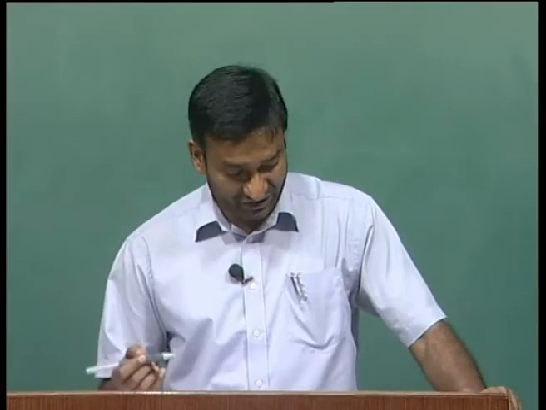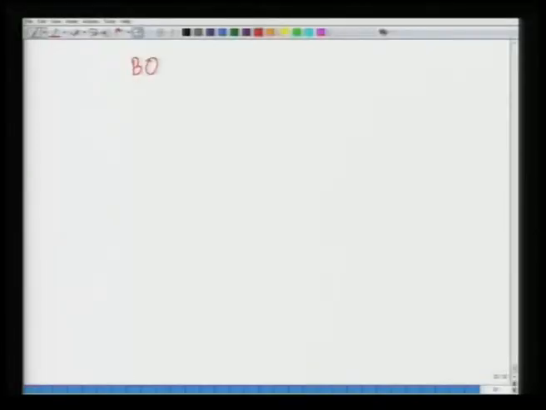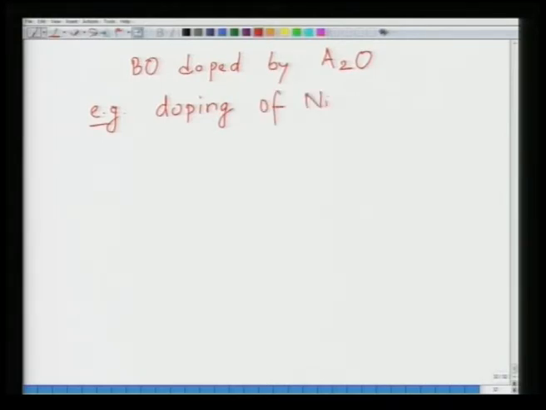Okay. So, for now this can be interpreted in various different ways. For example, you take the example of an oxide BO, and this is doped by, let us say, A2O, and the example in our case could be doping of NiO, nickel oxide, by Li2O. Now, when you dope nickel oxide by Li2O, what are you going to get? Li2O will result in Li at Ni site.